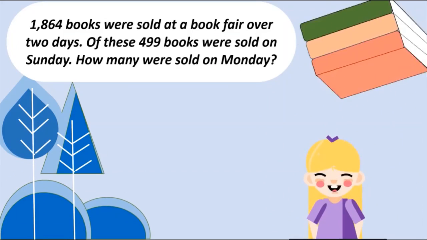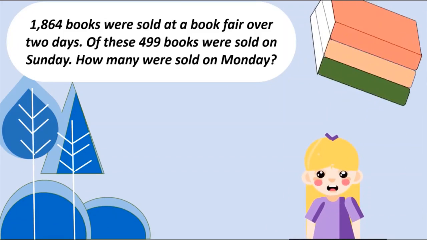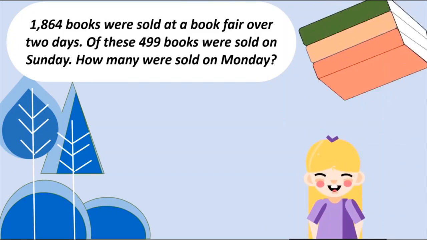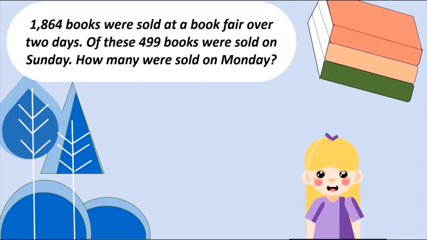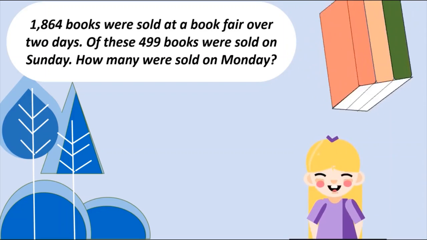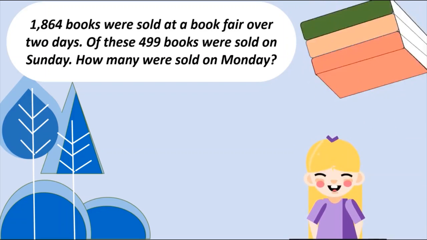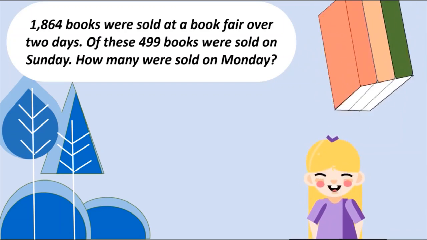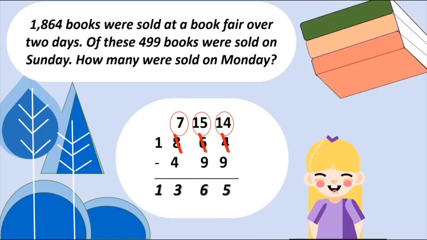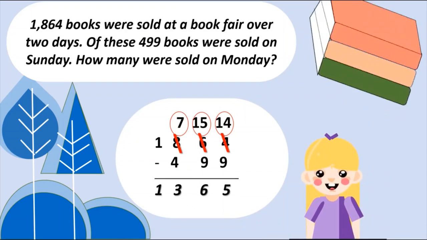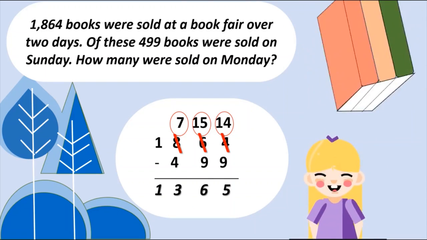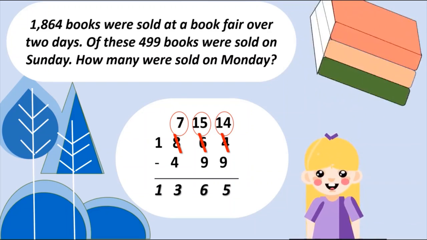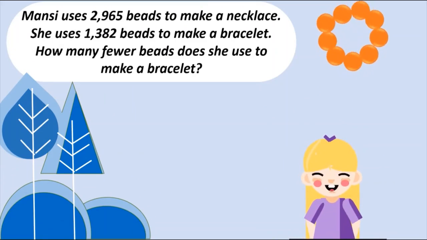Here we see 1,864 books were sold at a book fair over 2 days. So the total number of books sold in 2 days is 1,864 books. Number of books sold on Sunday is 499. So we have to find out the number of books sold on Monday. So when we subtract both, we get the answer as 1,365. So 1,365 books were sold on Monday. Let's see the next example.